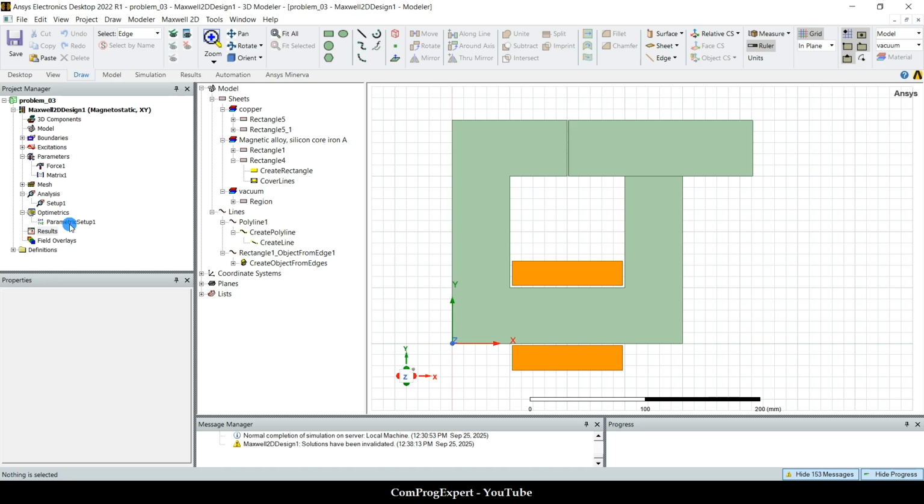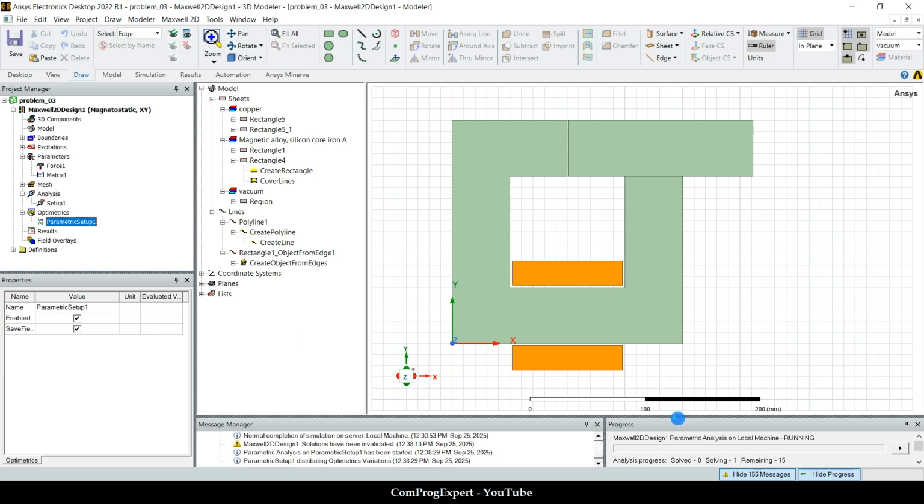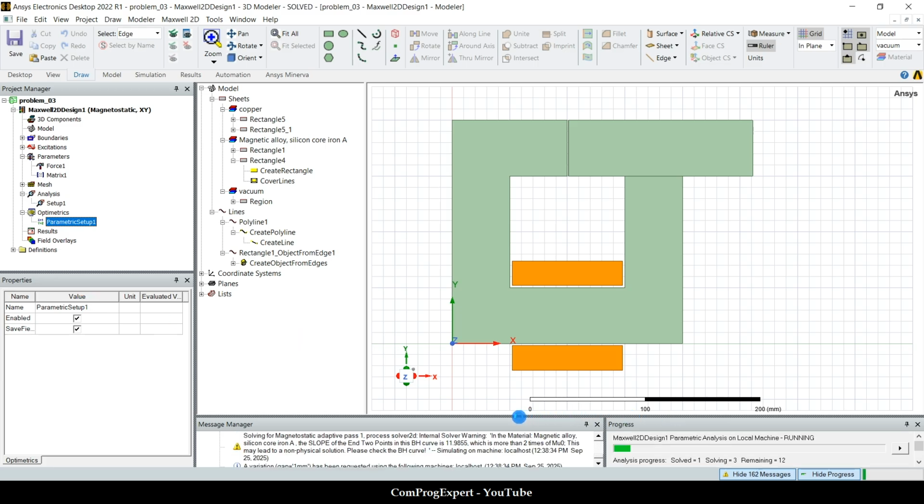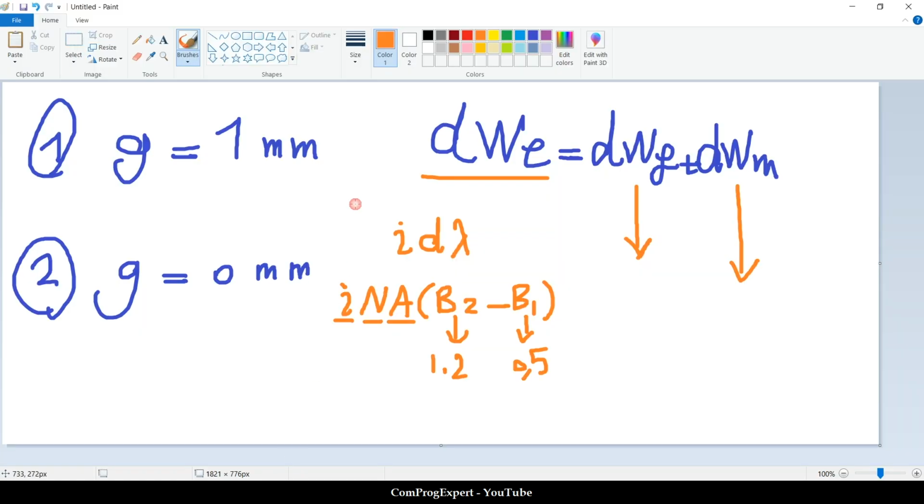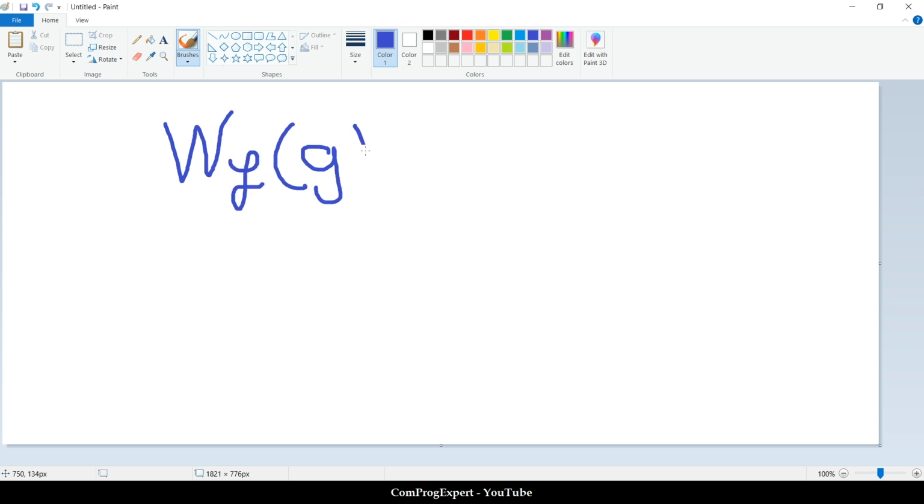So then we calculate the energy. Let's analyze this parametric analysis to change the value of the air gap thickness. I am going to calculate this function numerically in the software: the energy as a function of the gap, this function.